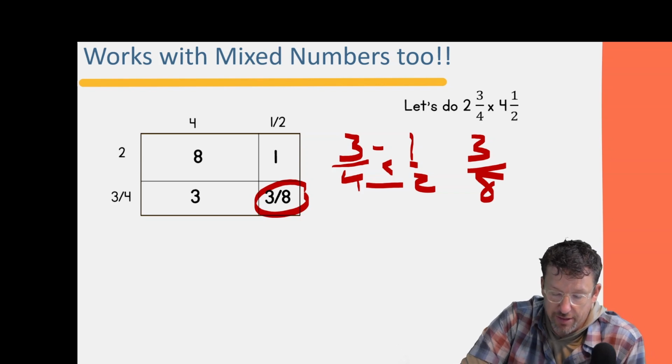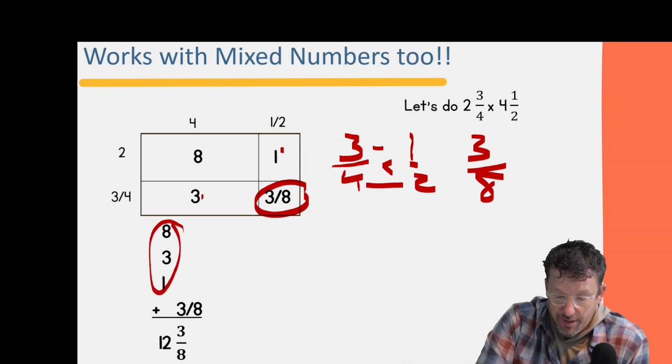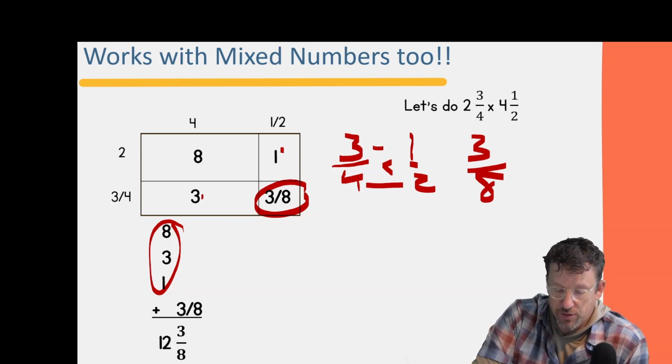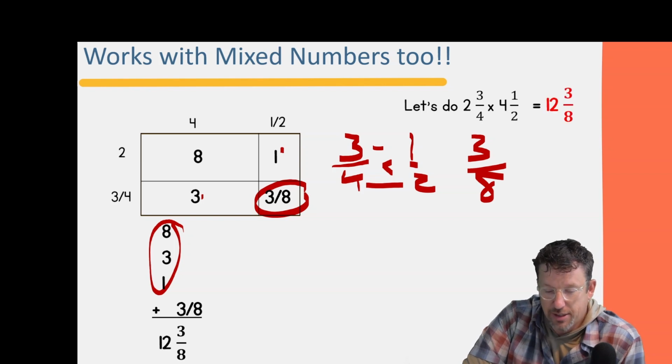So just like the other one, we put all of our products down here. We put our 8, our 3, and our 1. Those are all wholes, so we could just add those up, and we end up getting 12. 8 plus 3 is 11, plus 1 is 12, and then we bring the 3/8 down, and that's our answer. That's how you multiply mixed numbers. That's how you show it anyway.